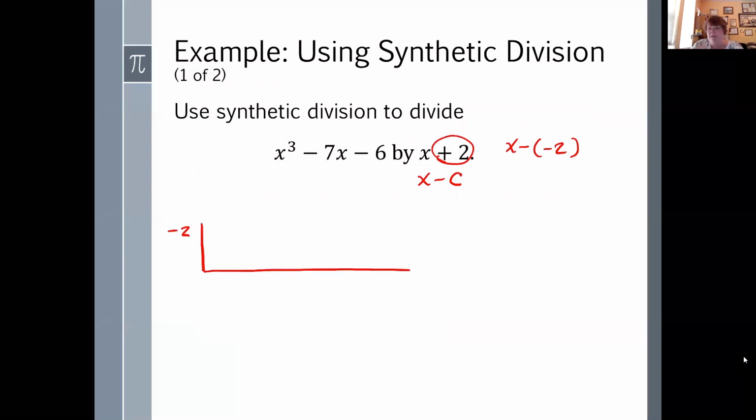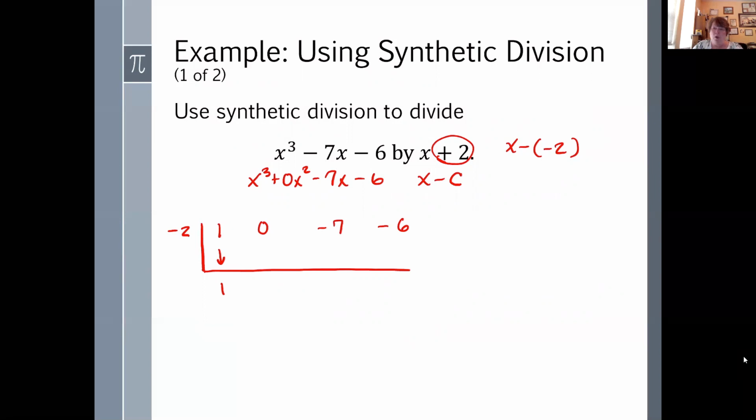Now I have a dividend that has a missing term, so I need to write that in with a 0 coefficient. So now on the same row as my negative 2, I'm going to write those coefficients. So I have a 1, a 0, a negative 7, and a negative 6. All right, I bring the 1 straight down. That is the first coefficient in my quotient.